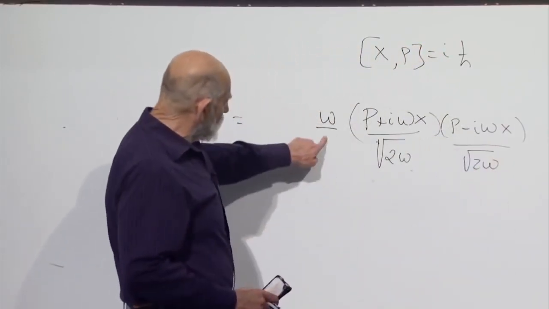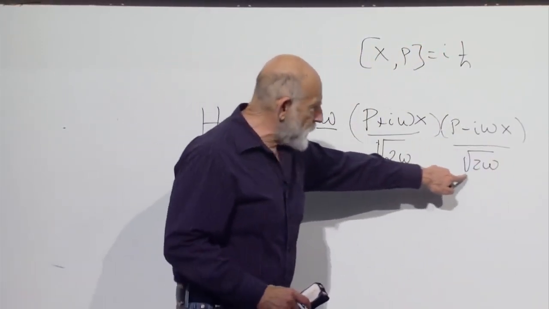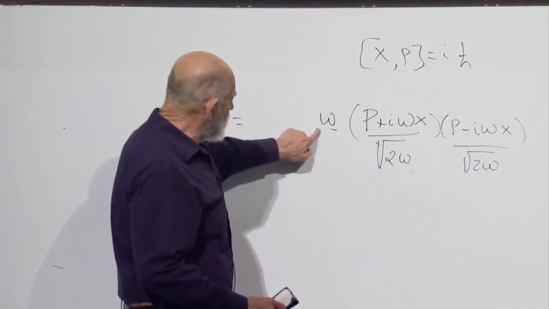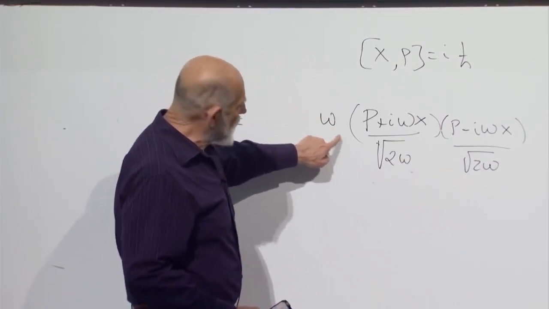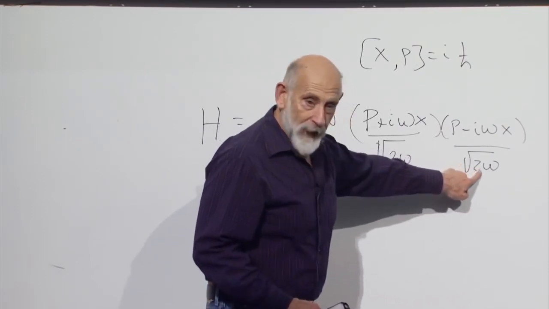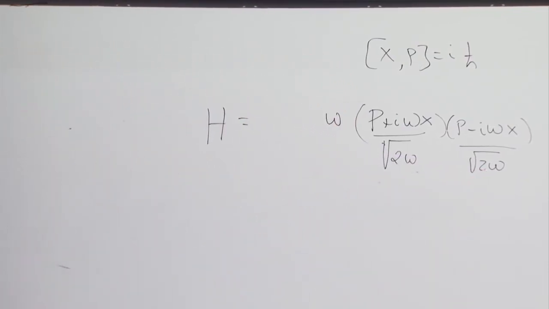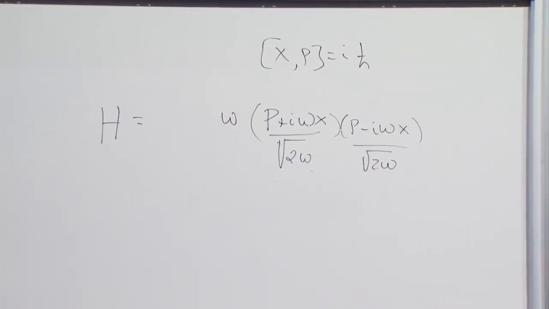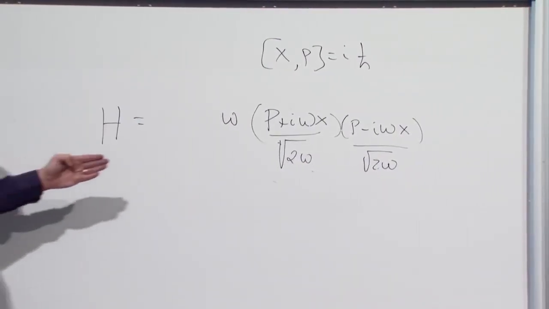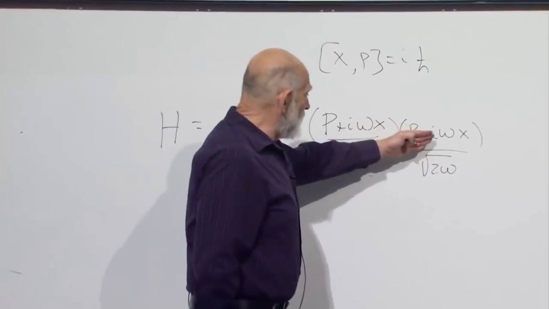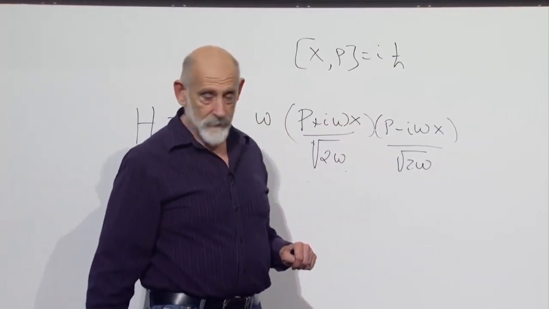You see what I did? I took the 2 that was downstairs and I split it between these two. And I took the omega, which I stuck upstairs, and split it between the two factors again. This is the standard way that even the classical harmonic oscillator is often written. We need to give these guys names.